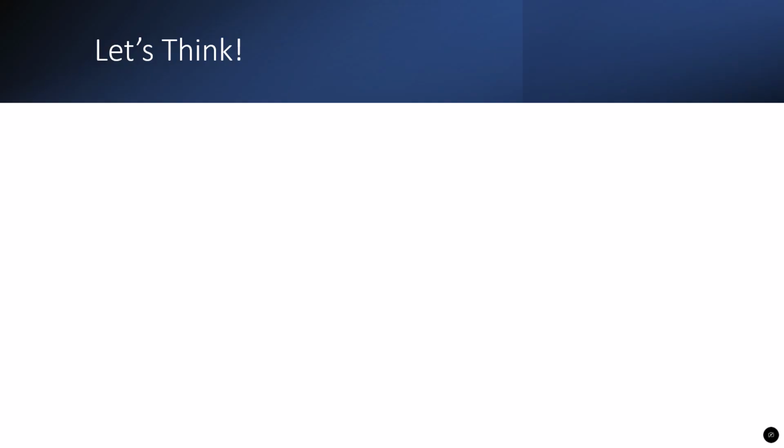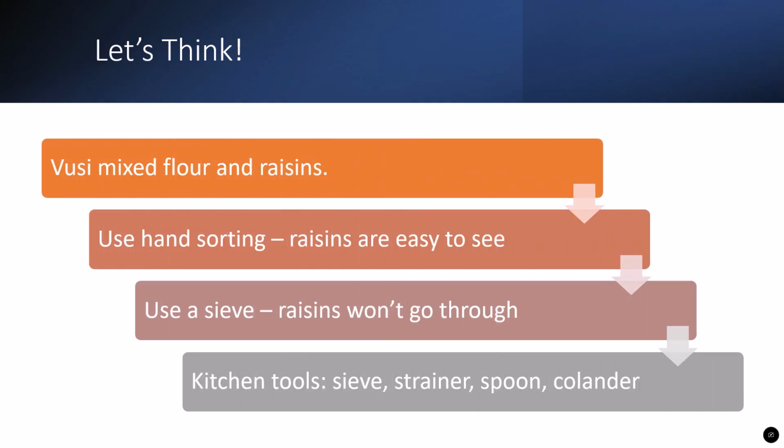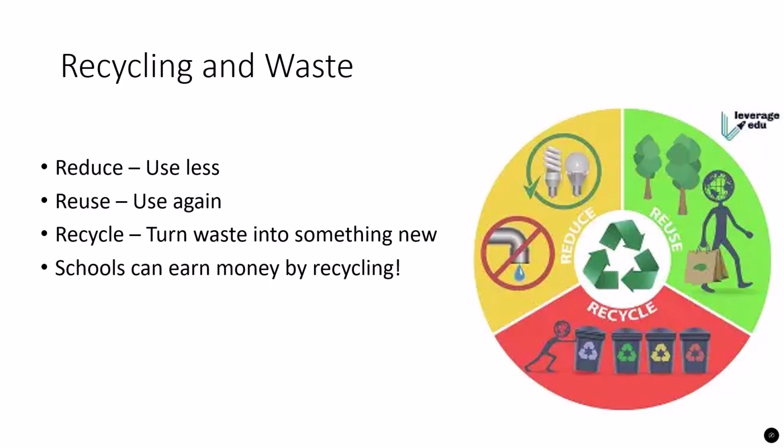All right. So think about Fusi and how he can separate flour grains and raisins. He can do it by hand sorting and sieving, but you need kitchen tools for that. So whenever you are posed with a problem, think about what tools you can use and how you're going to do it. Now, the problem with people making all these fancy products that you like is that it causes waste.